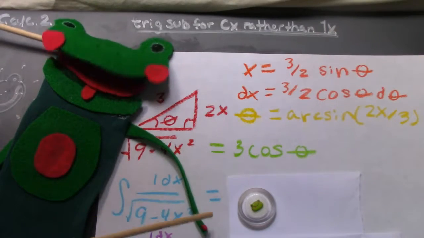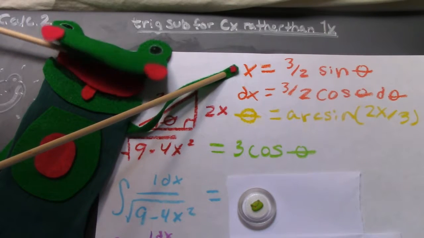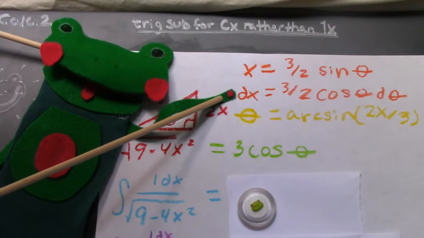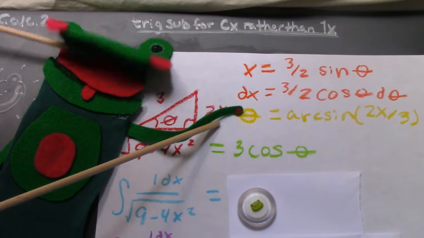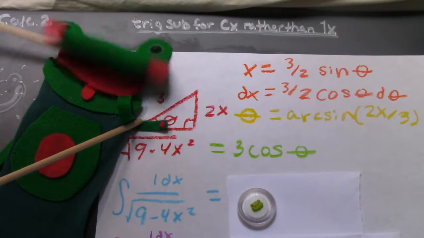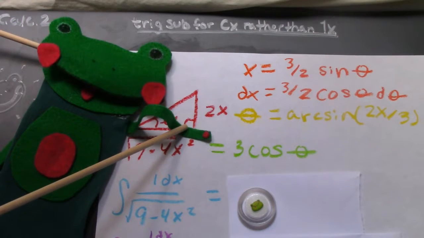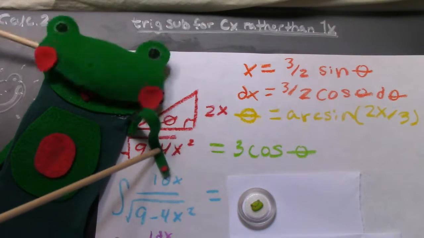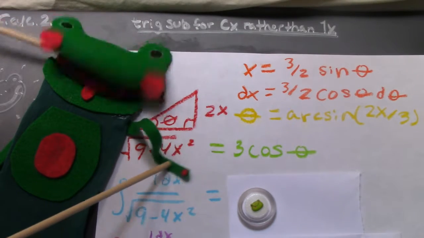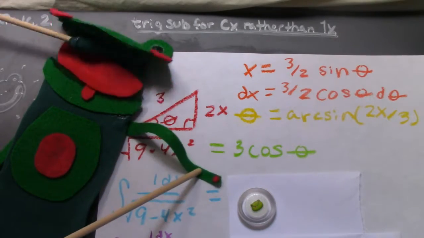Let's just review what I've found so far. I found that x equals 3/2 sine of theta, dx equals 3/2 cosine theta d theta, theta equals arcsine of 2x over 3, and that the square root of 9 minus 4x squared equals 3 cosine theta. Now I've turned all of my x components into theta components, and I could substitute that in for x to solve my integral in terms of theta.